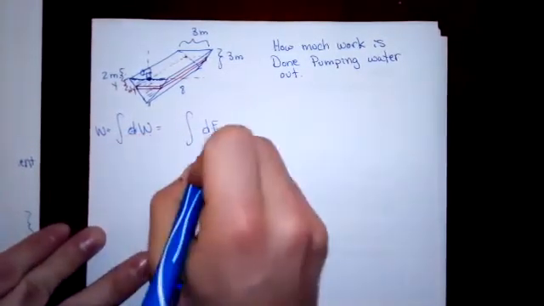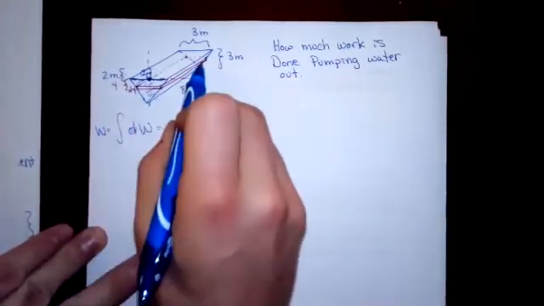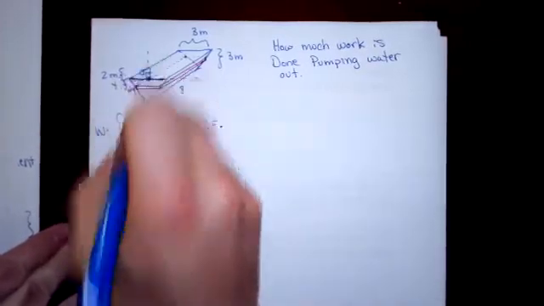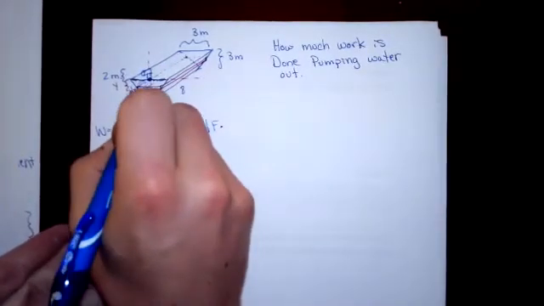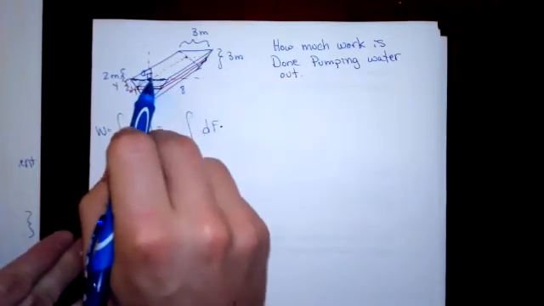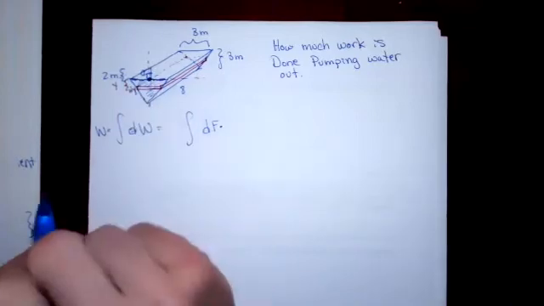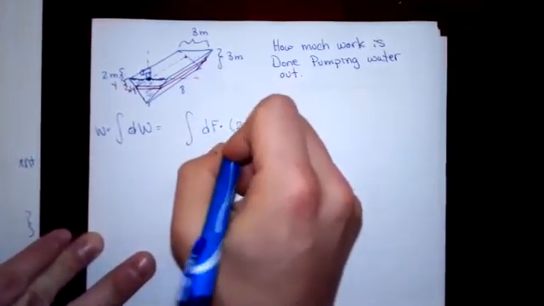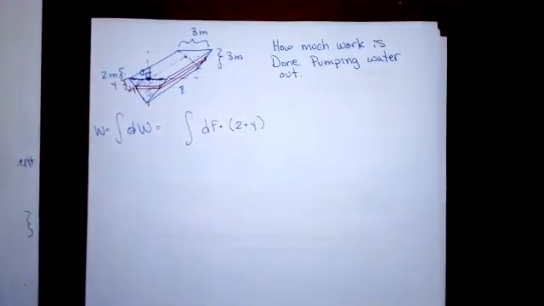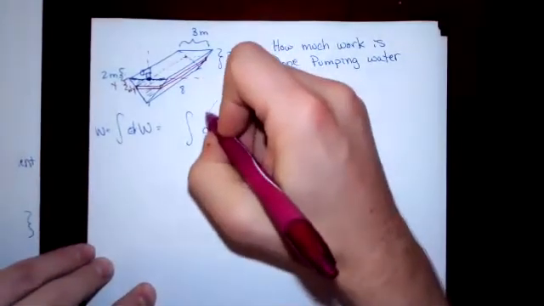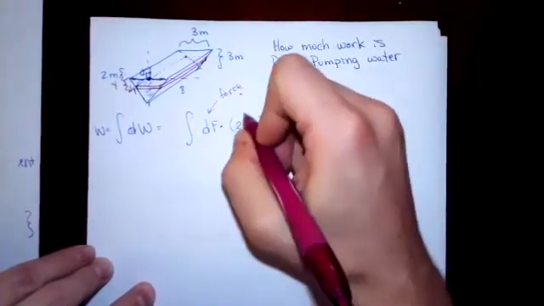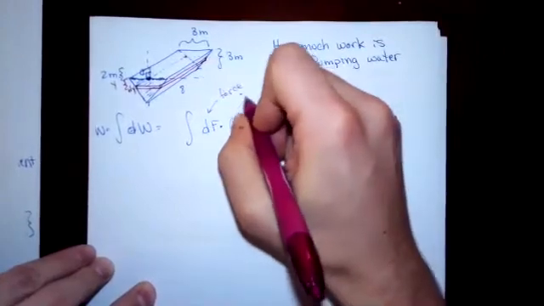So the work done in moving this slab out of it is the total force on it times the distance we're moving it. Well, I need to move it y to get up to my reference point, but then I also have to move it 2 more meters. So the full distance we're moving it is 2 plus y. So this is my force times the distance.